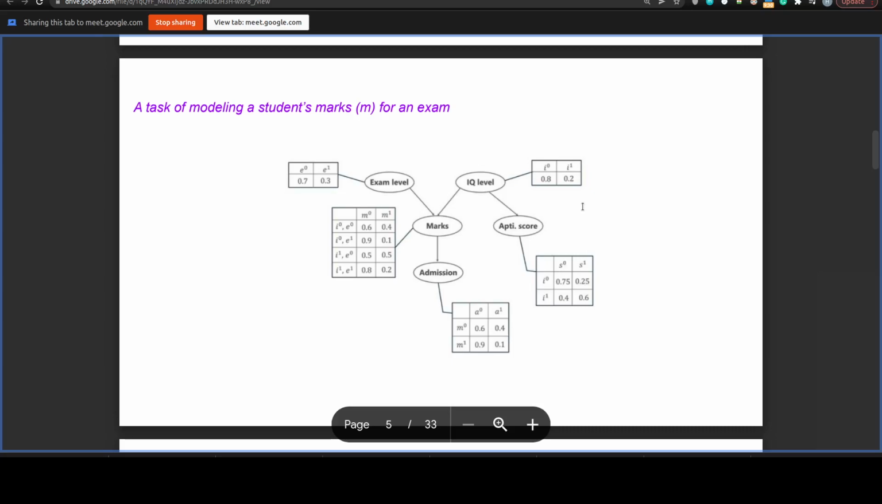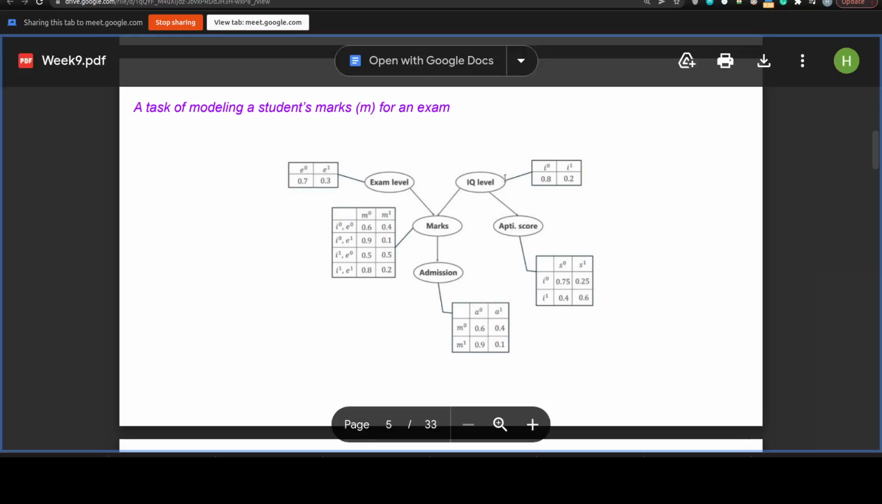In the real world, let's say we want to model a student's marks for a given exam. What are the variables that can be there? That can be exam level, IQ level, marks, admission, and aptitude score. In the exam level, you can have two variants, E0 and E1, and in the IQ level also you can have two variants, I0 and I1.